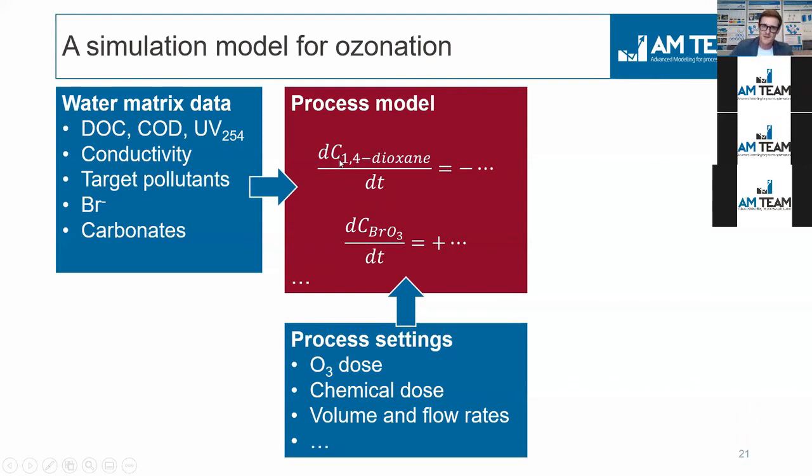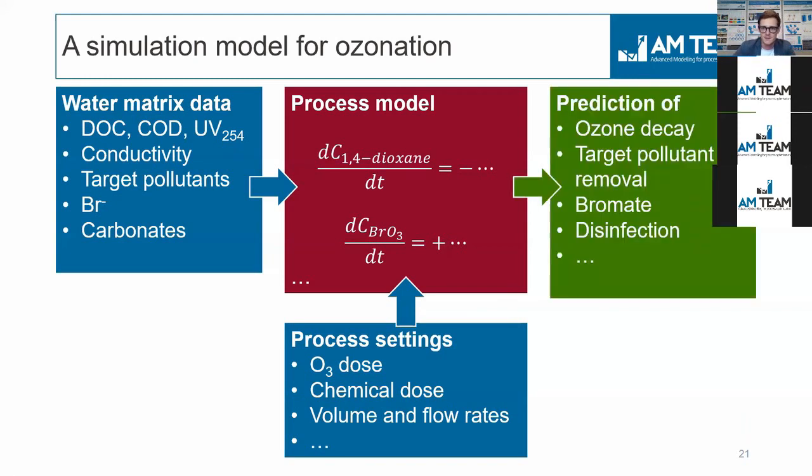For 1,4-dioxane, for example, it is minus. This means 1,4-dioxane will start being depleted throughout time, while bromate has a plus sign, which means there is a production going on, which is written down by many chemical equations.